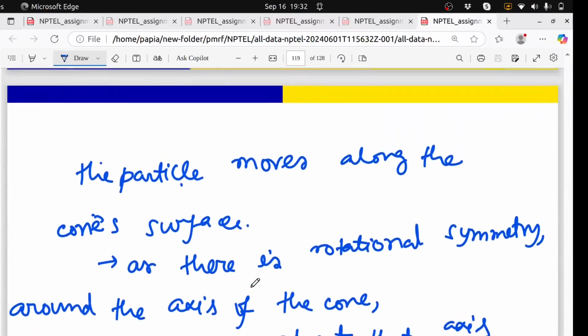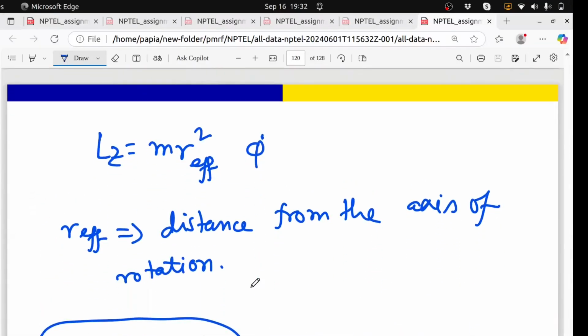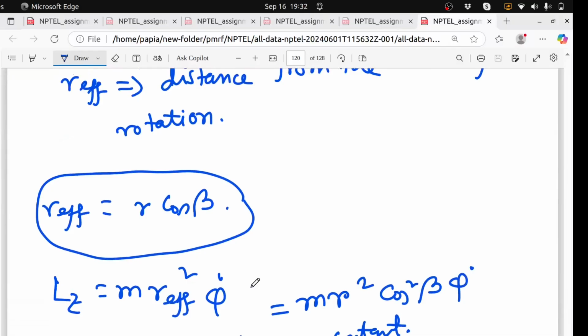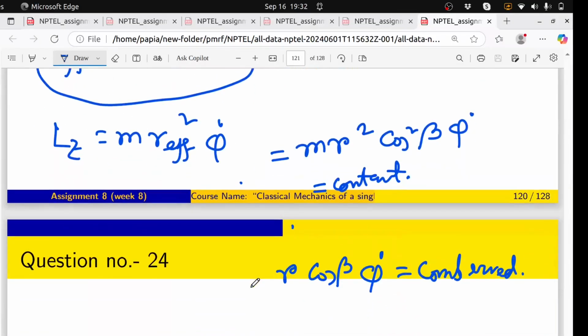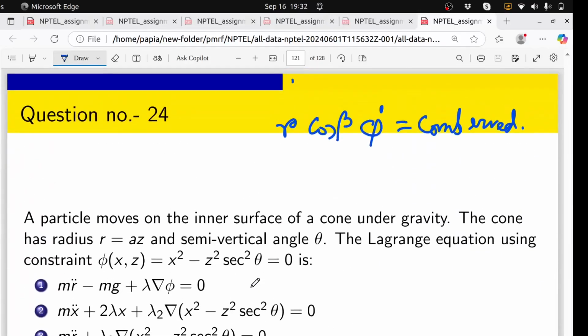For a particle that moves along the cone's surface, there is rotational symmetry around the axis of the cone. Angular momentum about the axis is constant. So the angular momentum is m r square phi dot, where r is the distance from the axis of rotation. So r will be r cos beta, and then Lz is m r square cos square beta phi dot. This is a conserved quantity for this case.